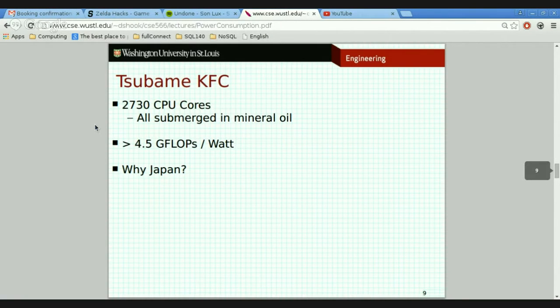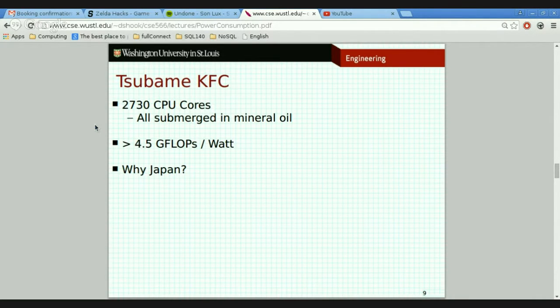A very interesting computer called the Tsubame KFC. So this computer was just created within the last 2 to 3 years. Oh, and actually this slide is out of date. It's got over 2,900 CPU cores now. And all of them, every single one, is submerged into mineral oil. So this entire computer is submerged in oil. And this computer is capable of generating 4.5 gigaflops per watt. So it's very, very efficient.